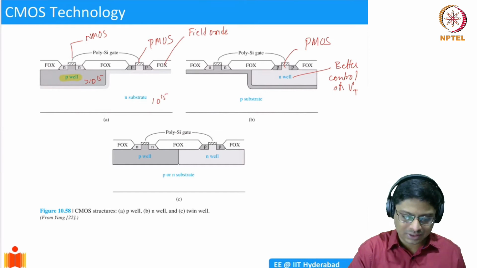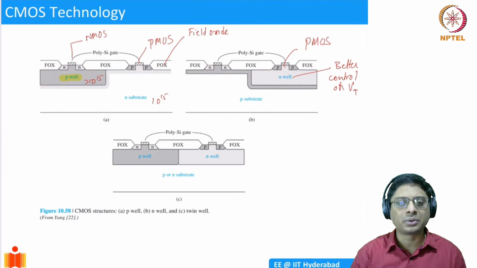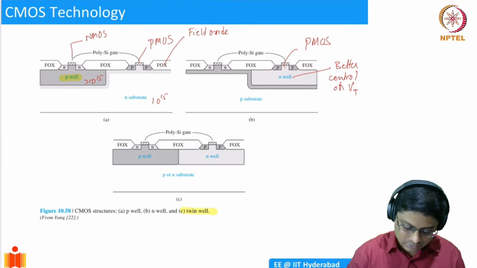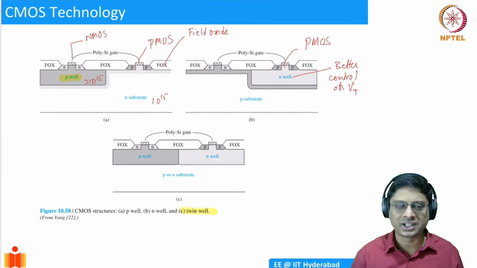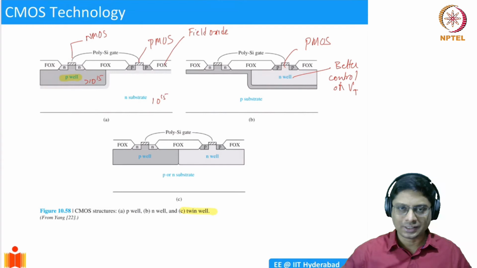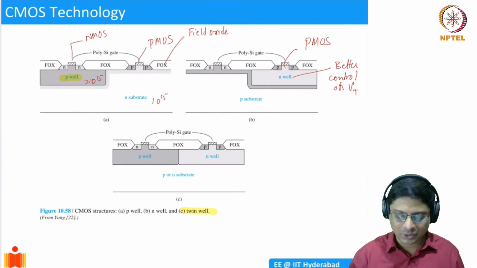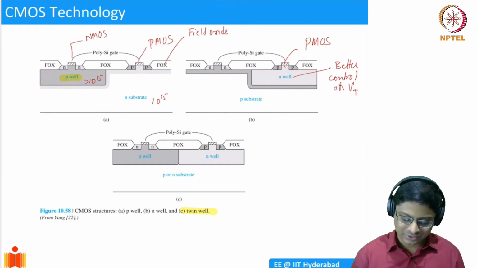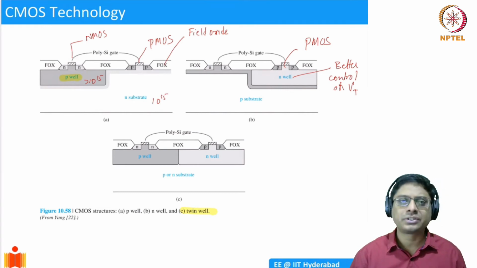Eventually now, in the recent technologies, what we do is we have both N well and P well, so that we call a twin well process. Okay. So we take a substrate, any substrate, it doesn't really matter, P or N, and then create an N well for the PMOS device and a P well for the NMOS device. Okay. And then you make this connection. So this is a twin well process, which is routinely used.